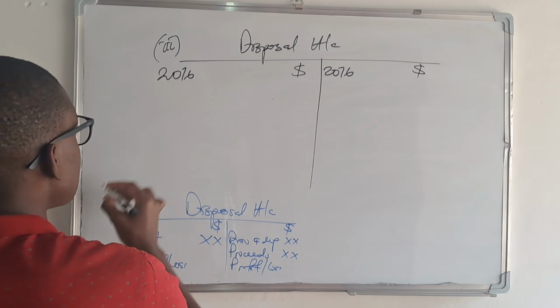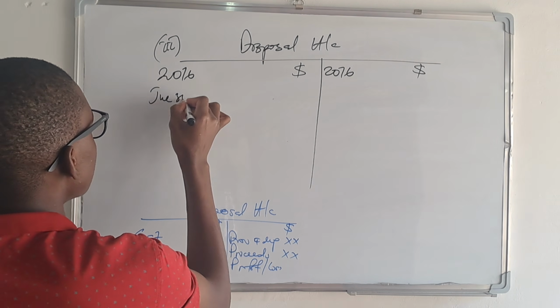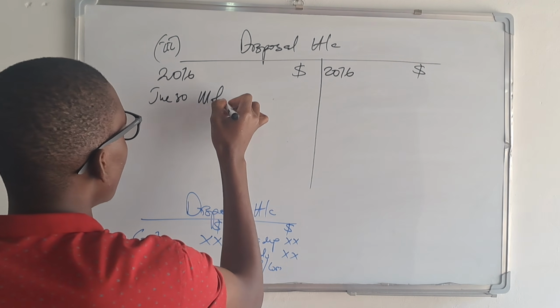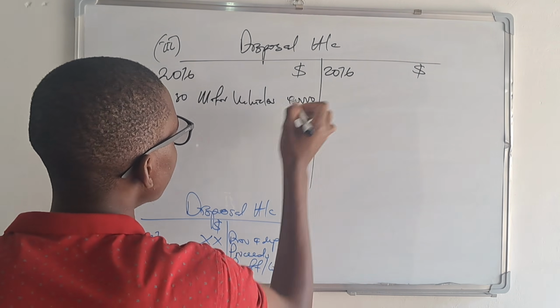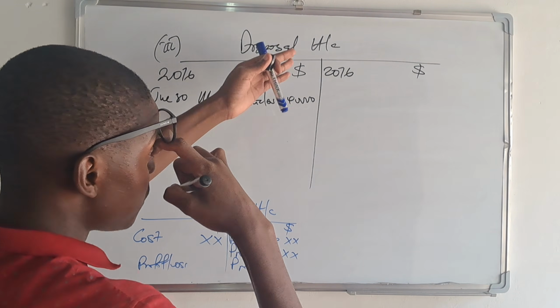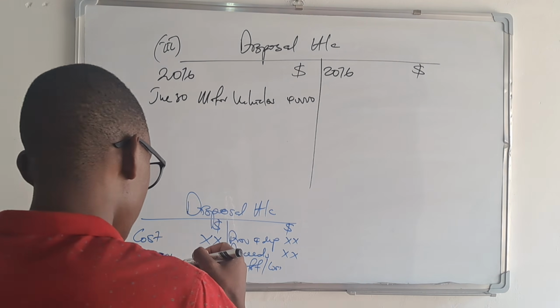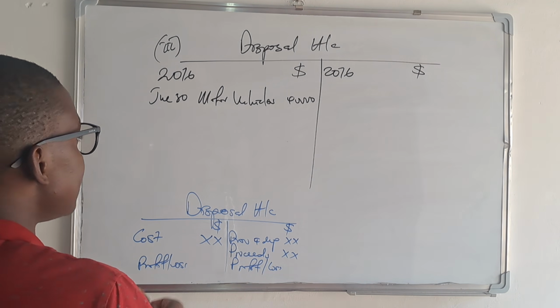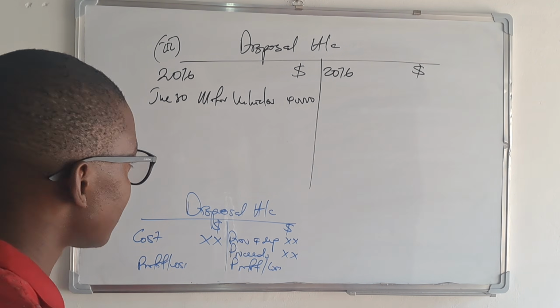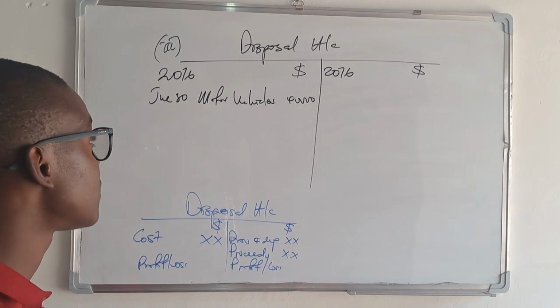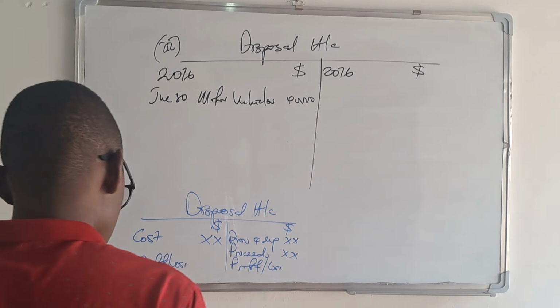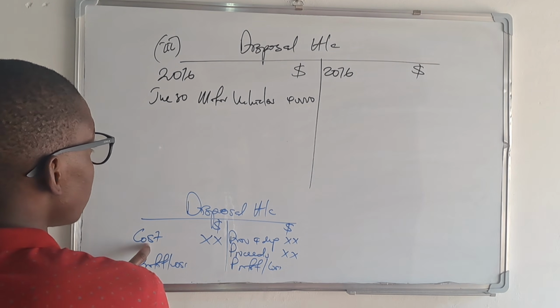You record the cost. It was June 30. Motor vehicles of how much? Remember, we are preparing the disposal account for a motor vehicle, the asset which was traded in. We prepared the disposal account based on the asset which was traded in. Motor vehicles, it was 40,000. The cost was 40,000 according to the format.